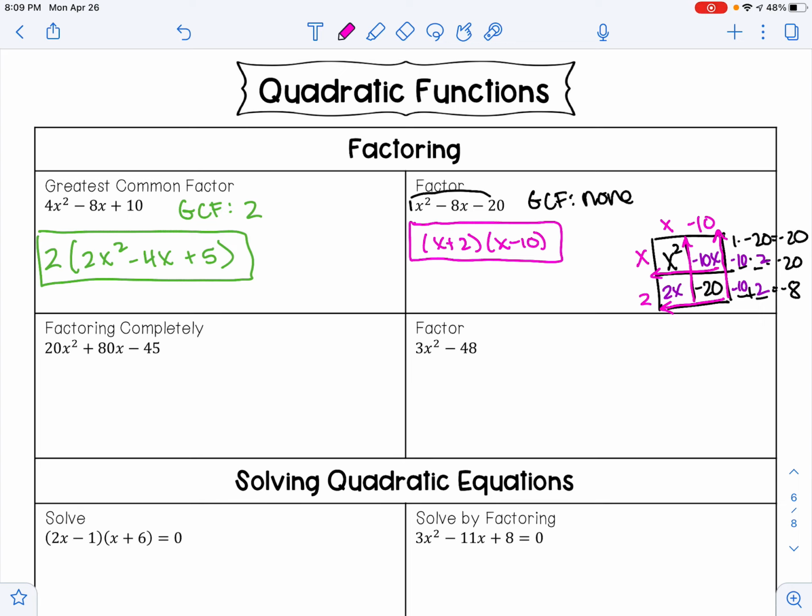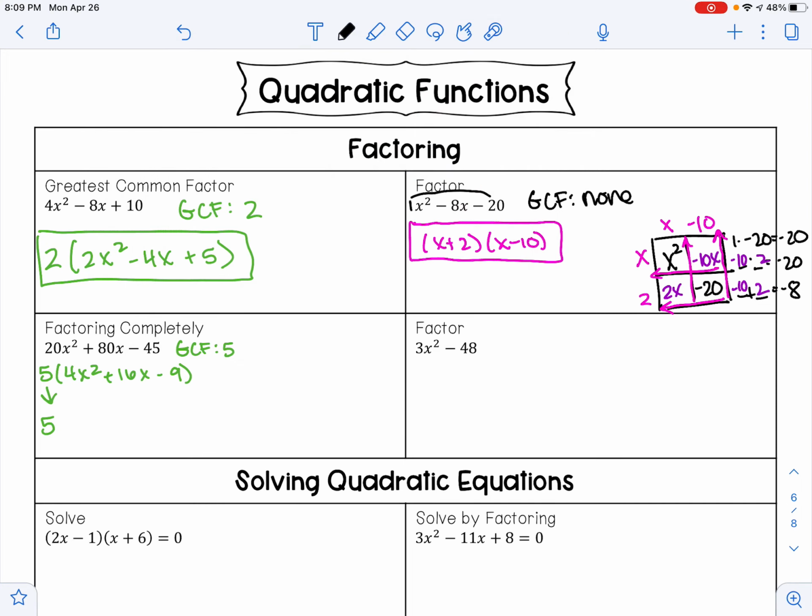The next one says to factor completely. And so remember, the first thing that you always want to do when you're factoring is to look for a greatest common factor. And here I have a greatest common factor of 5. So when I factor that out, I'm going to have 4x squared, and then I'm going to have 16x, and then minus 9. So 5 is the first factor that we have found.